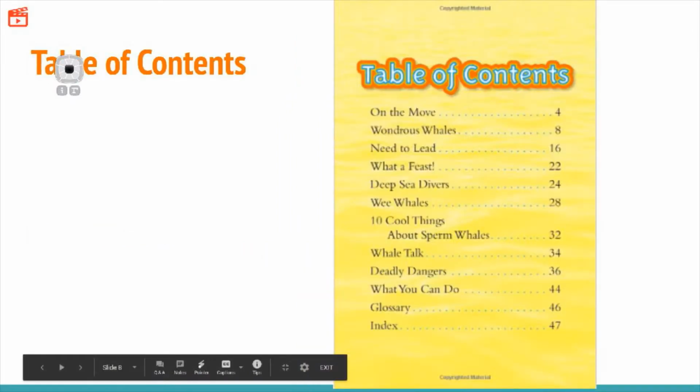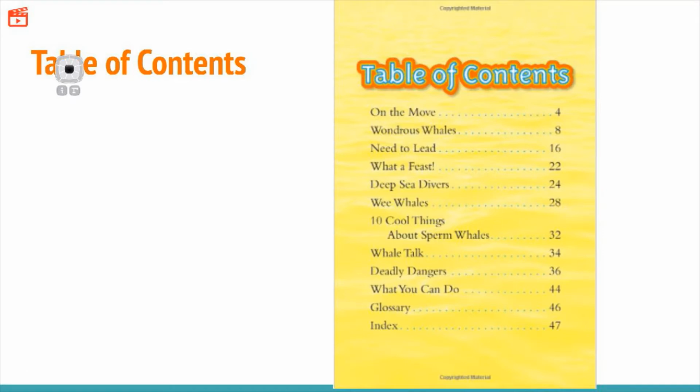And the table of contents. So the table of contents that you're looking at is the actual table of contents from our whale book today. You will see this at the beginning of our book, and you can tell how many chapters there are, where you could go if you were looking for something very specific.